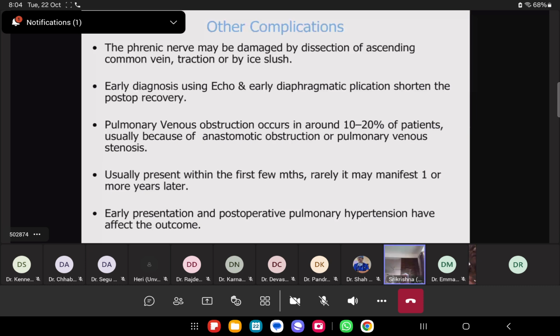Complications. Pulmonary venous obstruction occurs in around 10 to 20% of the patients, usually because of anastomotic obstruction or pulmonary venous stenosis. It usually presents within the first few months, and rarely it may manifest one or more years later. Early presentation and post-operative pulmonary hypertension have affected the outcome.